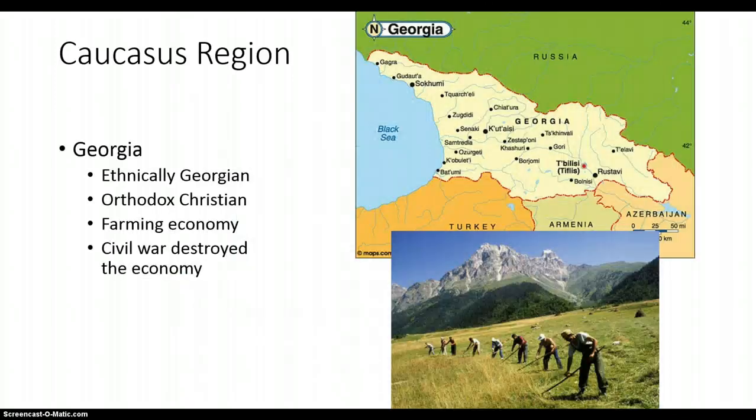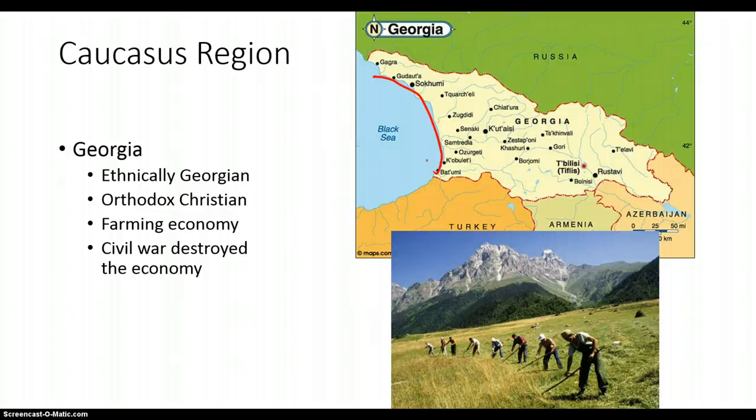Today, though, these countries are all very unique. We have the country of Georgia, which borders the Black Sea. It has a nice long border along the Black Sea. And the people of Georgia are ethnically Georgian. They're predominantly Orthodox Christians living in Georgia. And the economy is most closely based on farming.